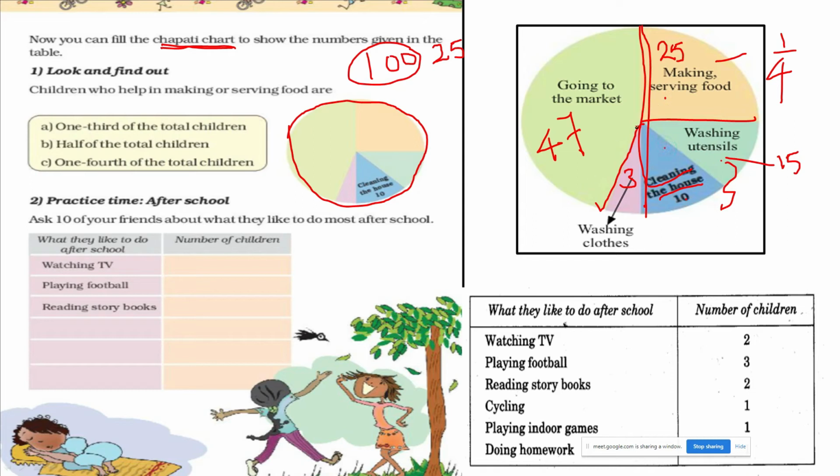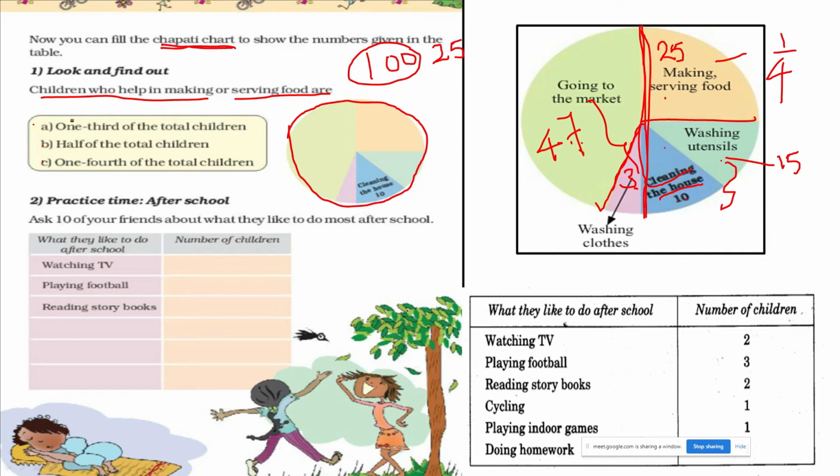Here we made 3 and 47. 3 plus 47, if you add, is 50. So half of the circle is 50. Am I correct? So accordingly she has divided. Now the question is: children who help in making or serving food are 1/3 of the total children, or half of the total children, or 1/4 of the total children. A, B, C. Which one is the correct answer?